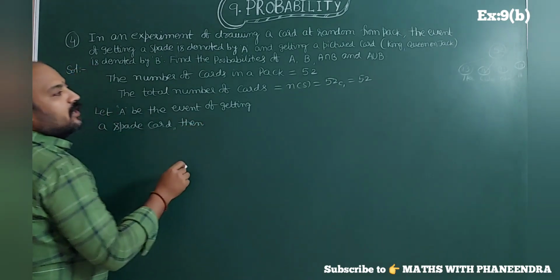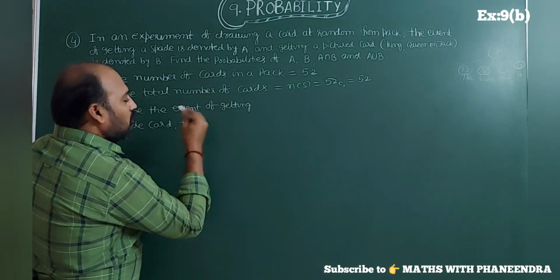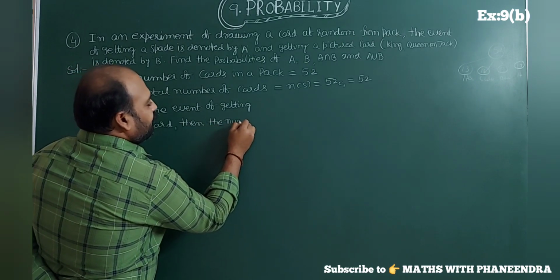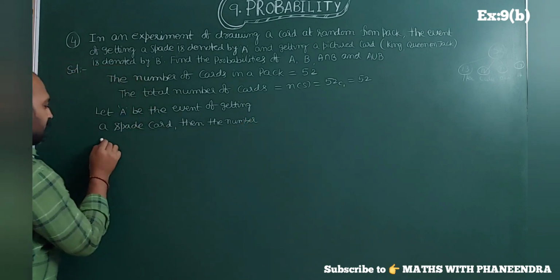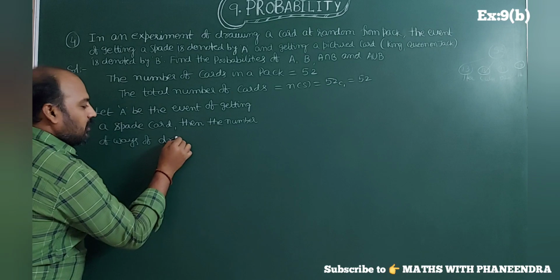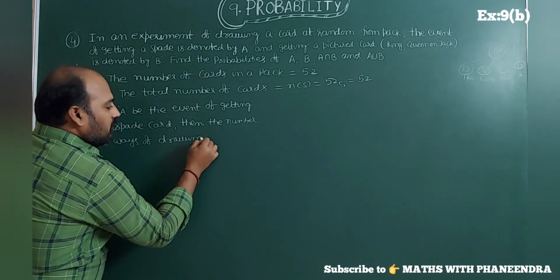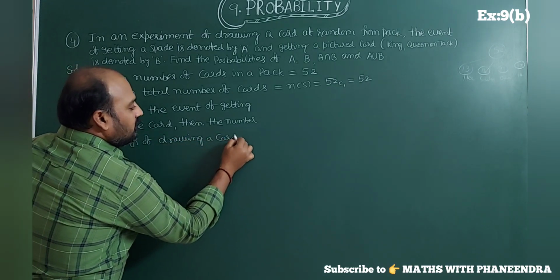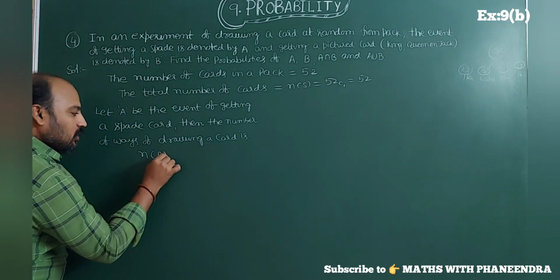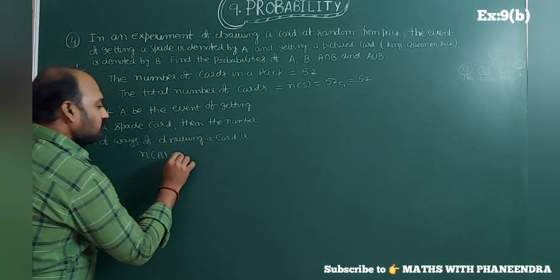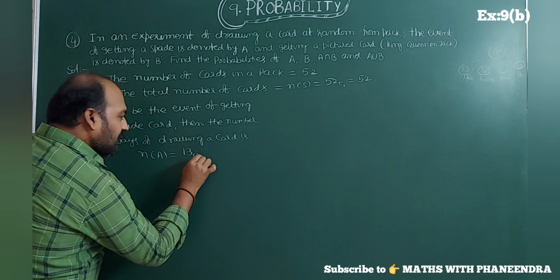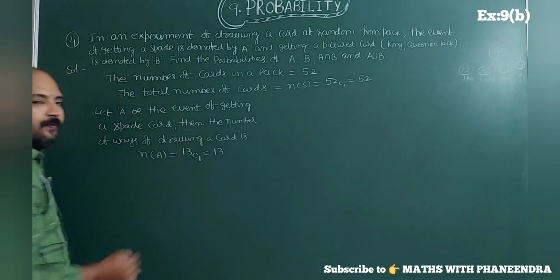Then the number of ways of drawing a card, drawing a card, is n of A is equal to, out of 13 spade cards, one card we are selecting, 13 C1, that is equal to 13.